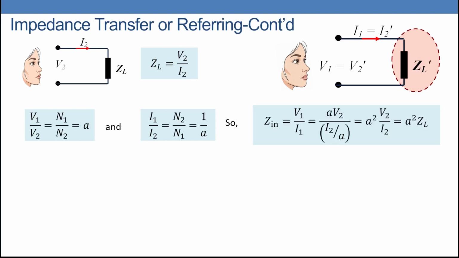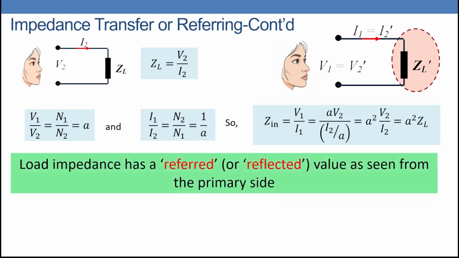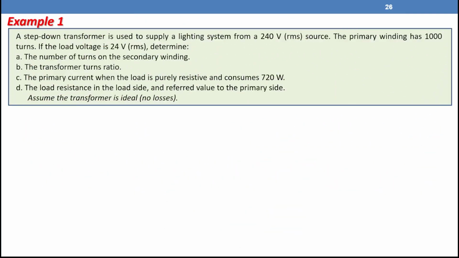So in this case, Z input equals V1 over I1. We can use the turns ratio equations. So that equals A V2 over I2 over A, which equals A square V2 over I2, or A square Z load. So the load impedance has a referred or reflected value seen from the primary side where Z load dash equals A square Z load. This means the referred impedance to the primary side equals the square of the turns ratio multiplied by the actual load impedance. Let us take an example.